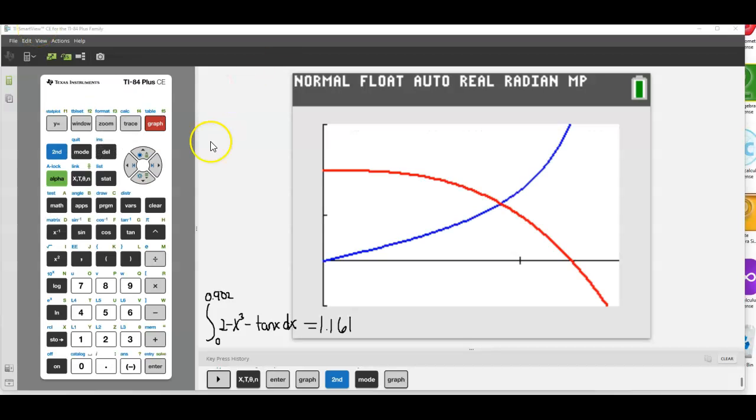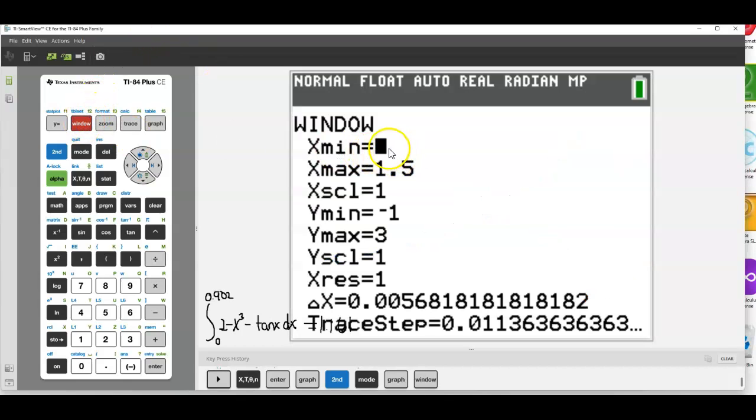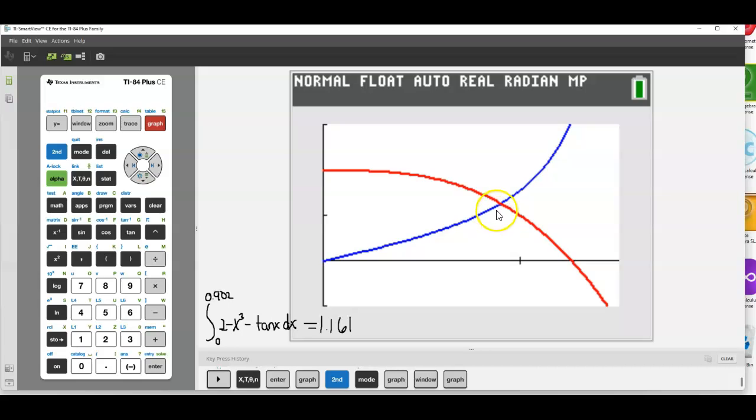All right, so there's the graph. Here we're going from y equals 0. They intersect here. I adjusted my window to be 0 for the x and 1.5 for the x, and the lowest y value is -1, the highest y value is 3. And the graph would look like that if you did that. This intersection point here is about 0.902. And since we're starting at the y-axis, that would be x equals 0. The top function is the red line here, which is the cubic function of 2 minus x cubed. So it's 2 minus x cubed minus tangent x.